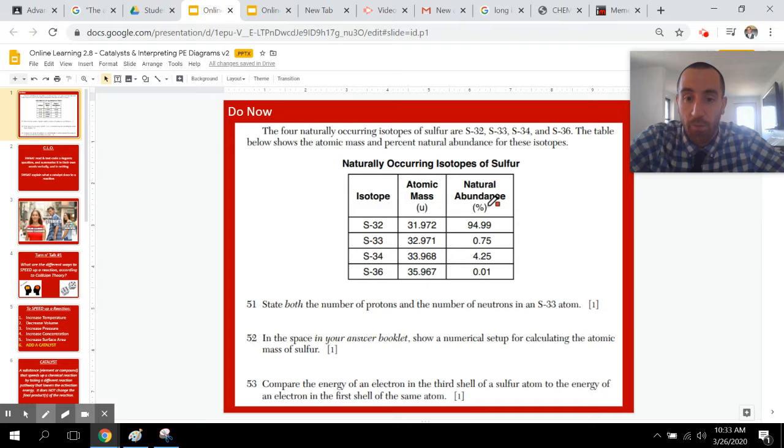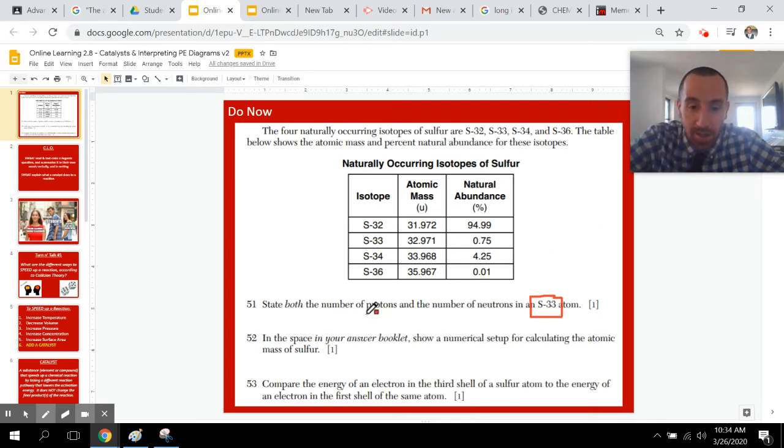We did questions where we solve for the average, the numerical setup for the average atomic mass, and they're going to ask you to do that in number 52. So let's break this down. Number 51. State both the number of protons and the number of neutrons in an S33 atom. Well, you don't even need to use the table for that. A big push for me is when you see these questions, a lot of times they come in clusters. So don't assume that you can't answer any of them just because it looks really scary. Dig into each question. Can you get one of the 3 right? Can you get 2 of the 3 right? Go for it, right?